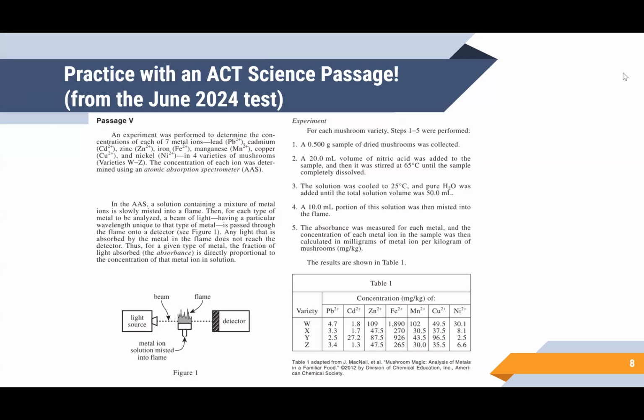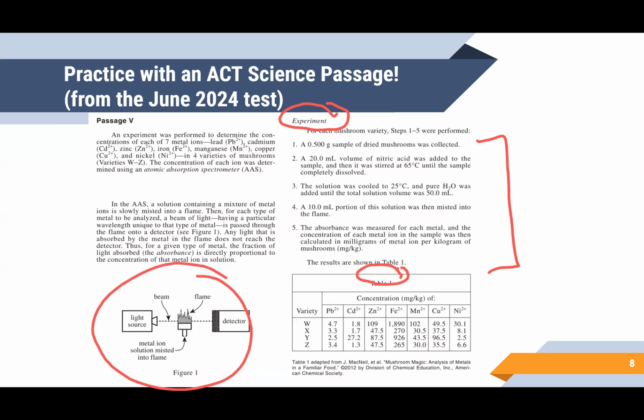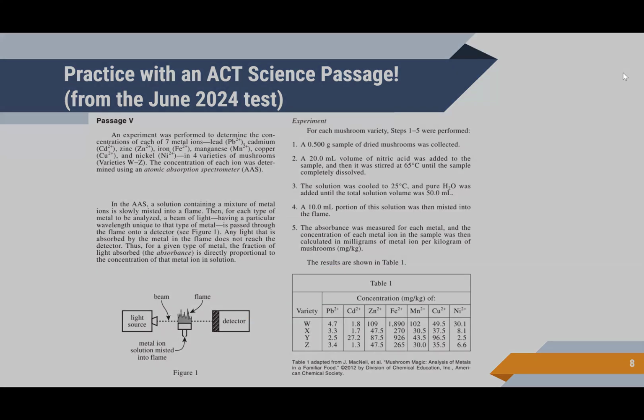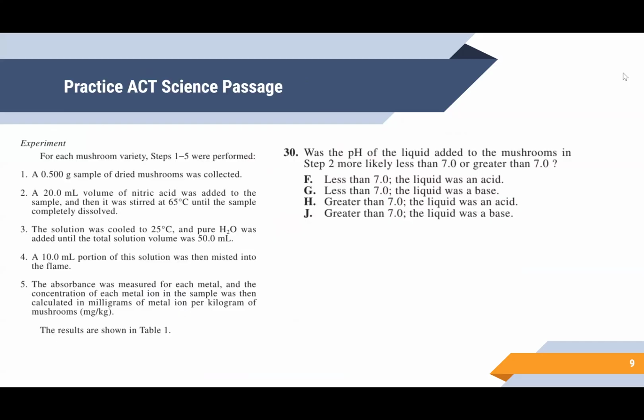All right, this is the passage that we are going to practice. As you can see, it's an experiment passage. They describe an experiment here. They have a picture of the experiment here in figure 1, and then they have a table with the results here in table 1. It's from the June 2024 ACT. Try this first question, number 30.